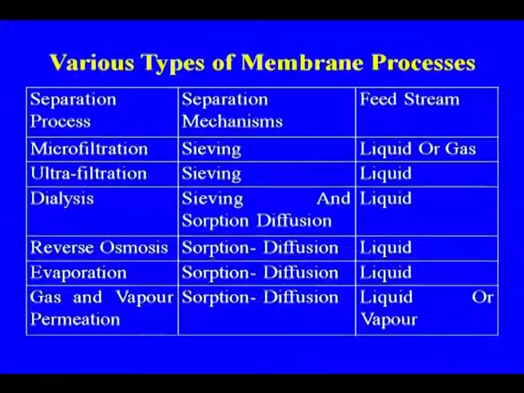Again, for the various types of membrane processes, there are the separation mechanisms and the feed. Microfiltration: sieving. Ultrafiltration: sieving. Dialysis: liquid. Reverse osmosis: liquid. Evaporation: liquid. Gas and vapor permeation: liquid vapor. So these are the various types of membrane processes that are being used.